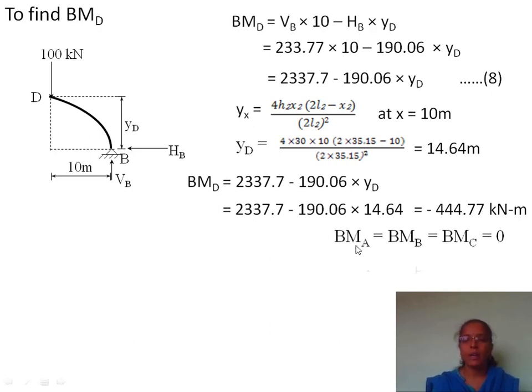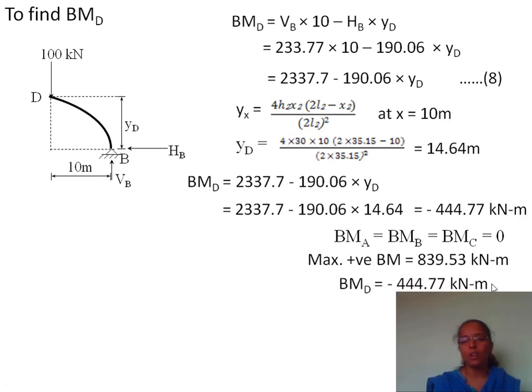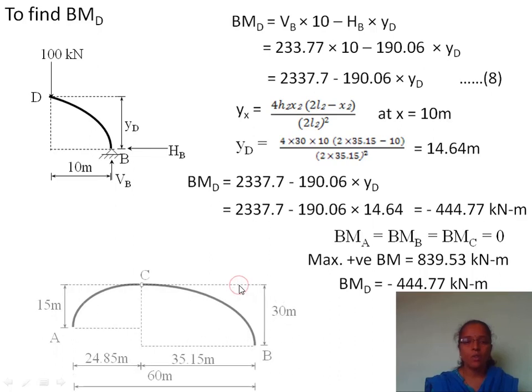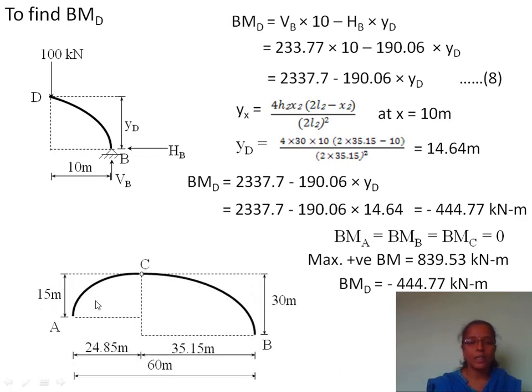We have bending moment at A, B, C as 0. The maximum positive bending moment is 839.53 kilonewton meter, and the bending moment at D is minus 444.77 kilonewton meter. Using these values, we will draw the bending moment diagram. To draw it, write the given arch without the supports and the given loading as the basic baseline. The bending moment at A, B, C, E is 0.